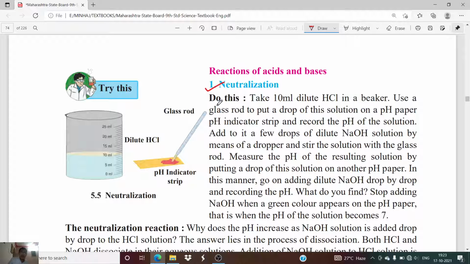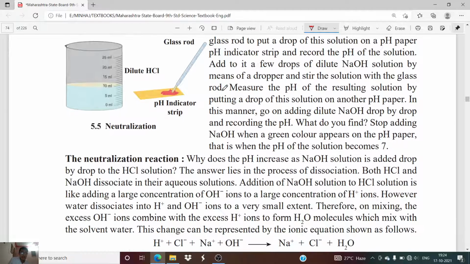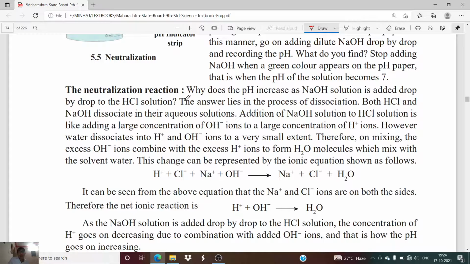Now this particular experiment clarifies the concept of neutralization. Let us see what a neutralization reaction is. So a question may arise: why does the pH increase as NaOH solution is added drop by drop to the HCl solution? The answer lies in the process of dissociation.